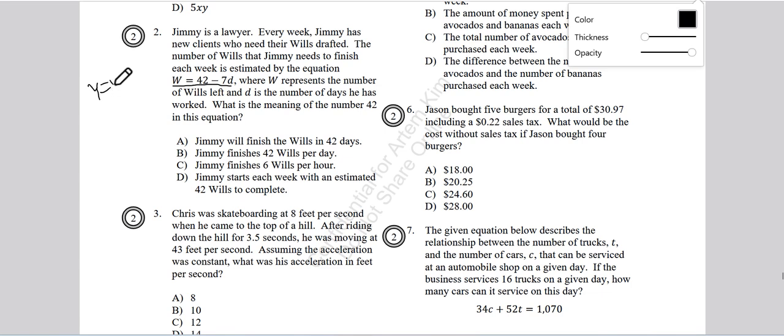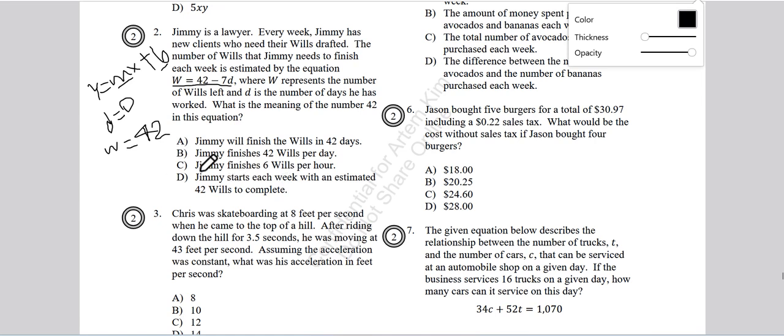I hope you know this equation, right? Y equals mx plus b. This is the slope and this is the starting point, the y-intercept. So the same here, -7 is the slope and 42 is the starting point. So 42 represents... just to solve this, let us say D is equal to 0. Then we get W is equal to 42.